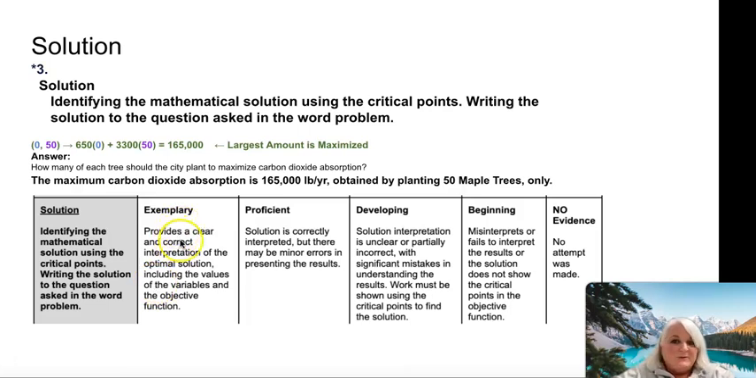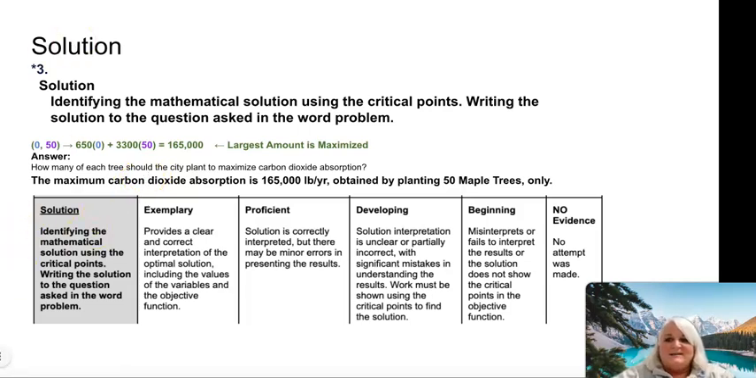So exemplary would be provides a clear and correct interpretation of the optimal solution, including the values of the variables and the objective function. So you want to answer the question from the problem. You don't want to just leave it like this. This doesn't tell the person who's asking the question anything, really, okay? Because it's mathematical. So you're making them figure it out then.